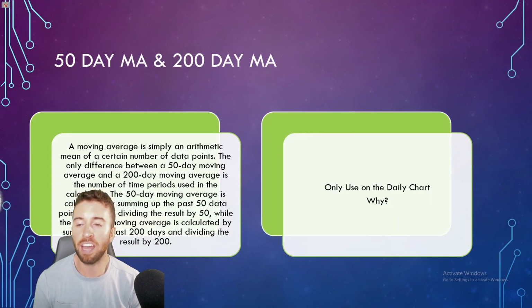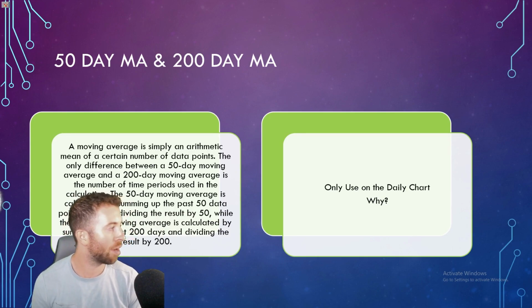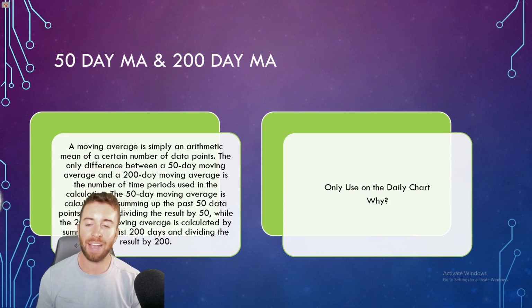First thing is going to be the 50-day and the 200-day moving average. These are going to be some of the best right here. A moving average is simply an arithmetic mean of a certain number of data points. The only difference between a 50-day moving average and a 200-day moving average is the number of time periods used in the calculation. The 50-day moving average is calculated by summing up the past 50 data points and then dividing the result by 50, while the 200-day moving average is calculated by summing the past 200 days and dividing the result by 200. So this is very simple and very easy.